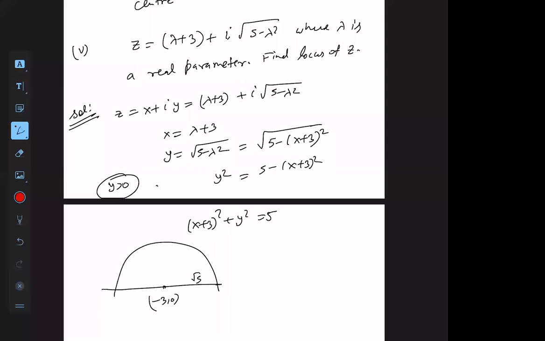अरे बेटा, जस्ट assume Z is equal to x plus iy and compare both sides. So I'm getting x is equal to lambda plus 3 and y is equal to under root of 5 minus lambda square. Eliminate lambda and you will get the result.